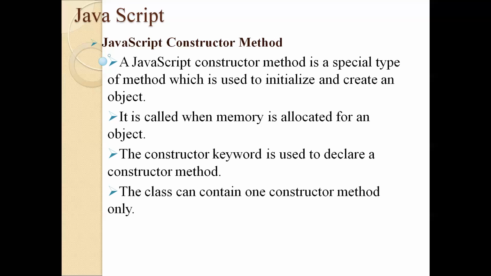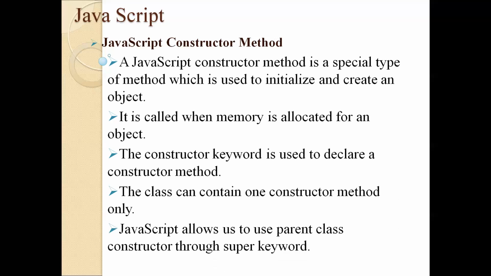The next one: JavaScript allows us to use the parent class constructor through the super keyword. This point is followed in Java and C++ also. When you define a constructor and execute the program, the super keyword will be automatically added as the first statement of each and every constructor. Whether you write it or not, it will be added by the JVM, because whenever a constructor is called, it looks for the superclass constructor.